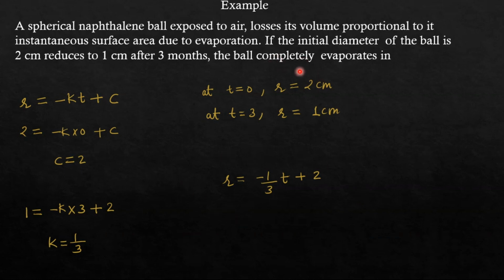Now it is asking at what time the ball will completely evaporate. Completely evaporate means radius becomes 0. So r becomes 0. So put the value r = 0. You will get the value of time. So 0 = -1/3 t + 2. From here you will get t = 6 months. So after 6 months the ball will completely evaporate.